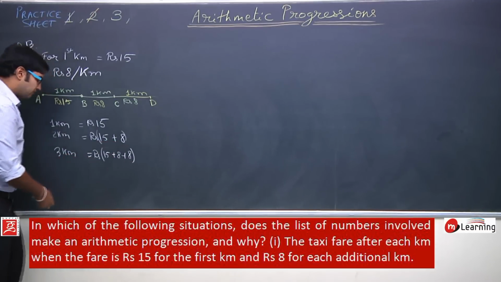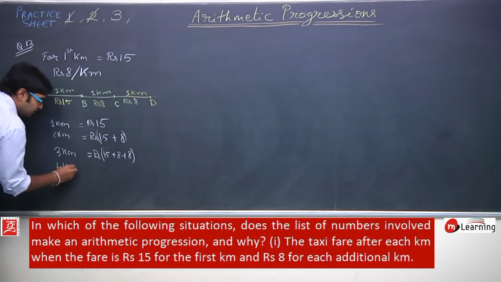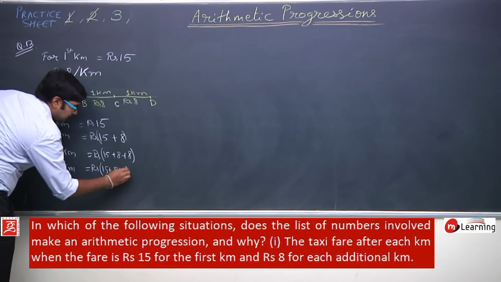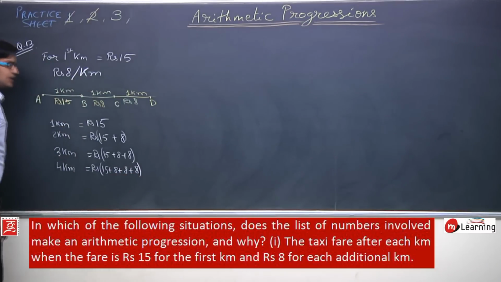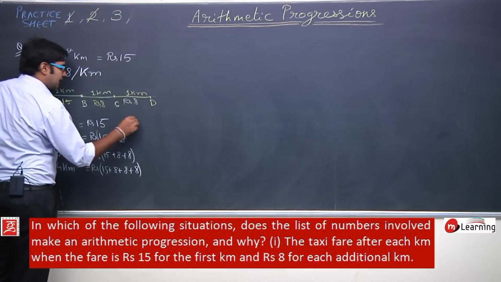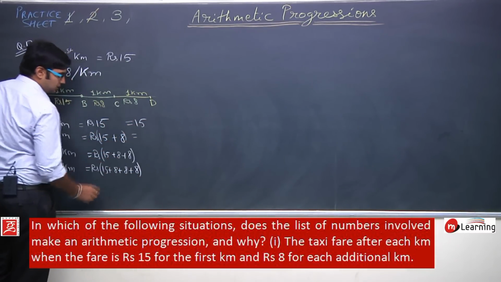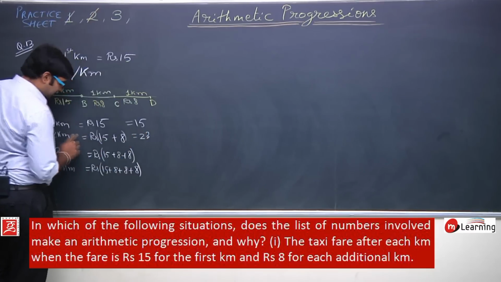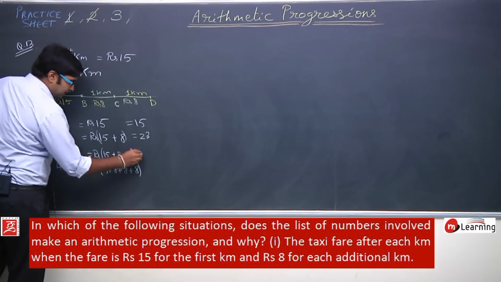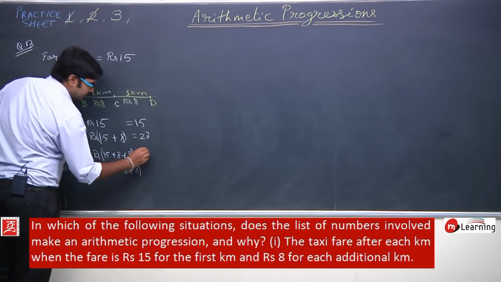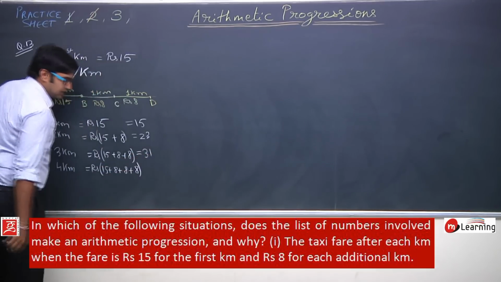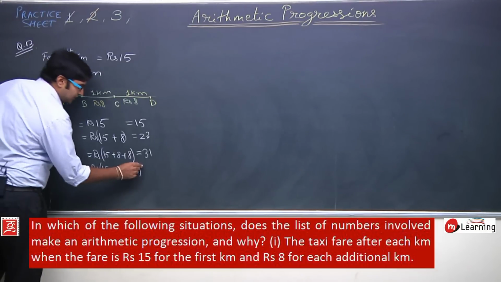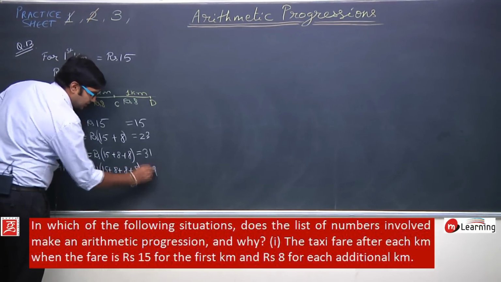If I travel for 4 kilometers, I need to pay rupees 15 plus 8 plus 8 and again plus 8. So overall I need to pay rupees 15 for 1 kilometer. For the second kilometer, 15 and 8 is 23. For the third kilometer, 16 and 15 gives you 31, so I need to pay 31 rupees. And if I travel for 4 kilometers, 8 threes are 24, and 24 and 15 will give you 39.